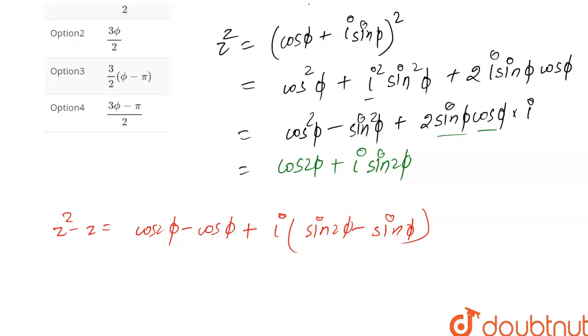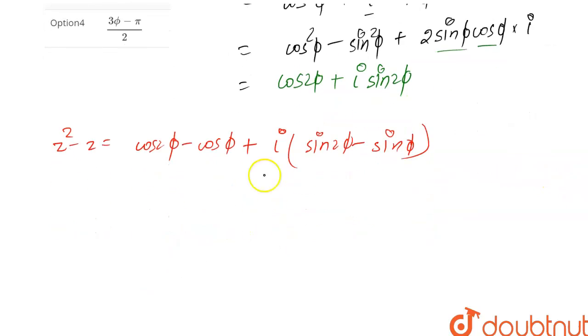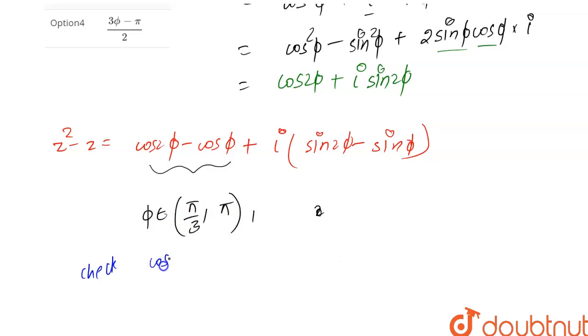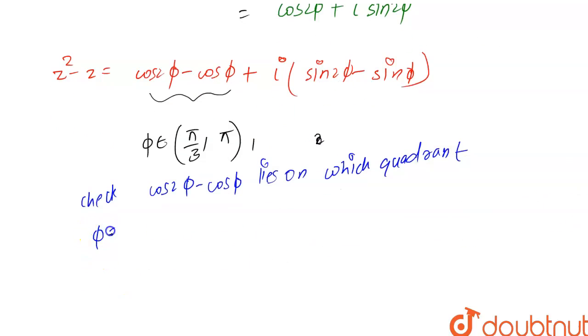Now we have to find the argument of z square minus z. To find the argument, we know that we have to first check in which quadrant this complex number lies, right? Here it is given that phi belongs from pi by 3 to pi. Let's check in which quadrant cos 2 phi minus cos phi lies. To check it, let's put any value of phi between pi by 3 to pi. So here I am going to put phi equal to pi by 2.